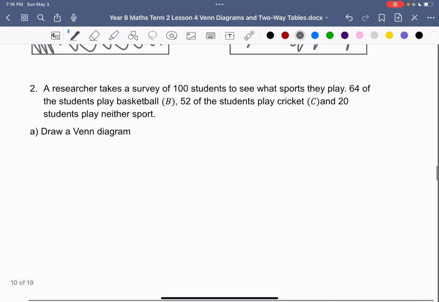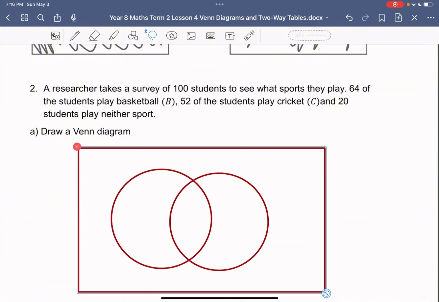Question 2 says a researcher takes a survey of 100 students to see what sports they play. 64 of the students play basketball and 52 of the students play cricket and 20 play neither sport. So let's draw a Venn diagram over here. If I know that 20 play neither sport, I can write 20 over here. Now this is basketball, this is cricket.